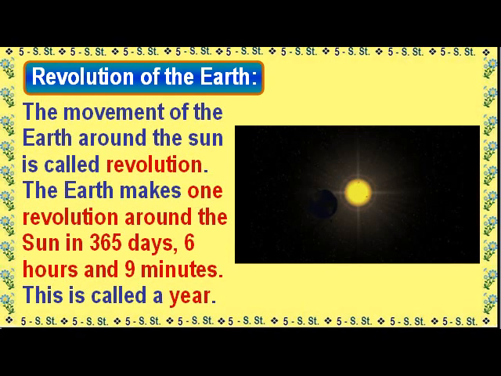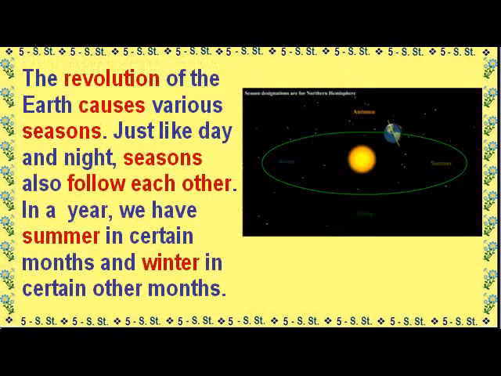Revolution of the Earth. The movement of the Earth around the sun is called revolution. The Earth makes one revolution around the sun in 365 days, 6 hours, and 9 minutes. This is called a year. The revolution of the Earth causes various seasons. Just like day and night, seasons also follow each other. In a year, we have summer in certain months and winter in certain other months.